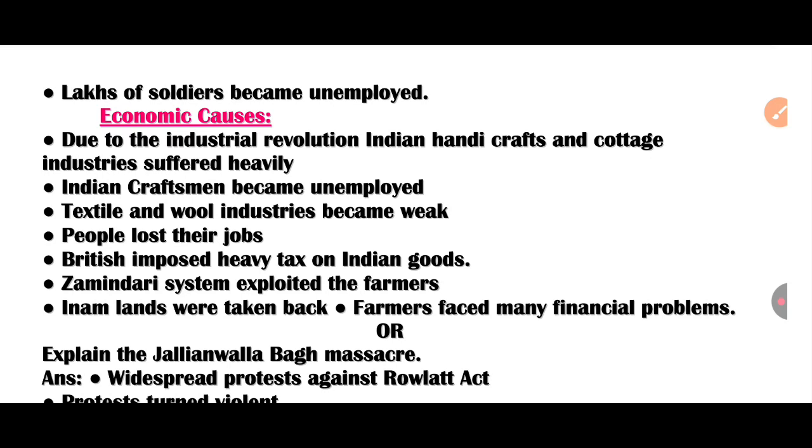Economic causes: due to the Industrial Revolution, Indian handicraft and cottage industries suffered heavily. Indian craftsmen became unemployed. Textile and wool industries became weak. People lost their jobs. British imposed heavy tax on Indian goods. Zamindari system exploited the farmers. Inam lands were taken back. Farmers faced many financial problems.